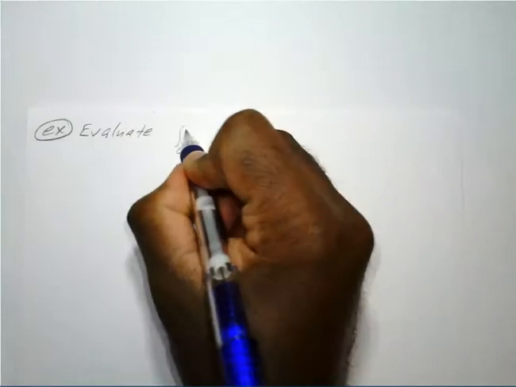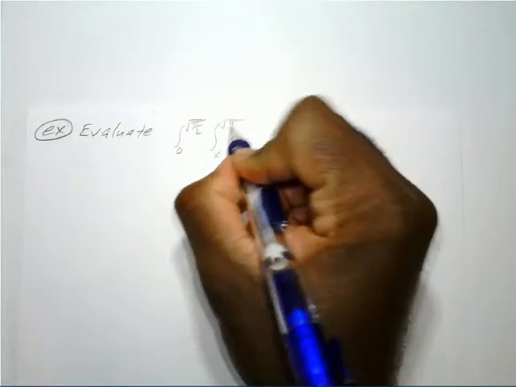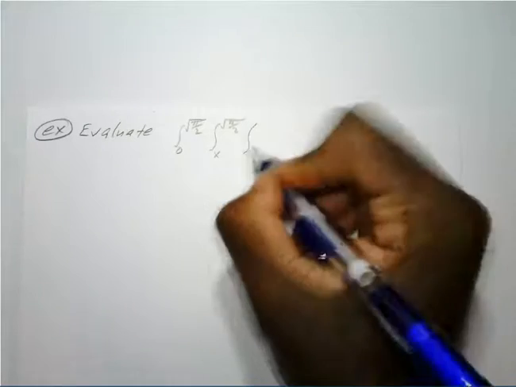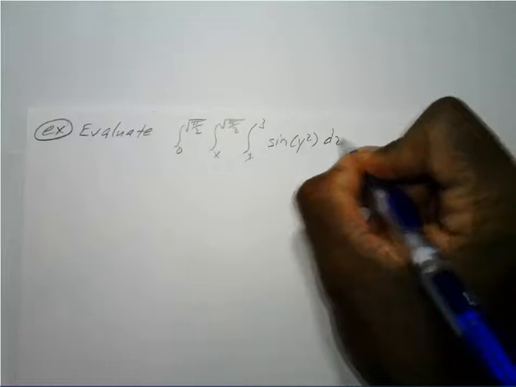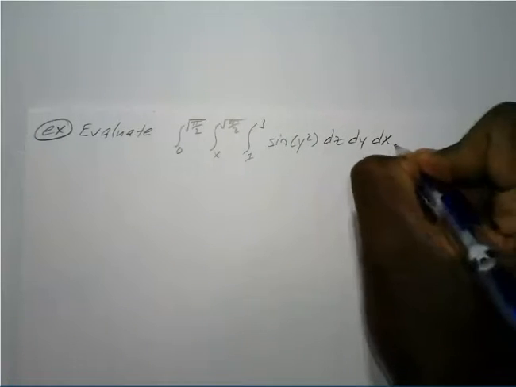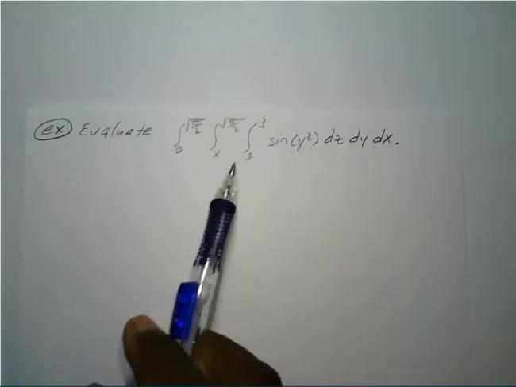Okay, so what if we wanted to evaluate the triple integral from 0 to square root of pi over 2, x to square root of pi over 2, from 1 to 3, sine y squared dz dy dx. Okay, so a heads up, we're actually going to do this one twice.